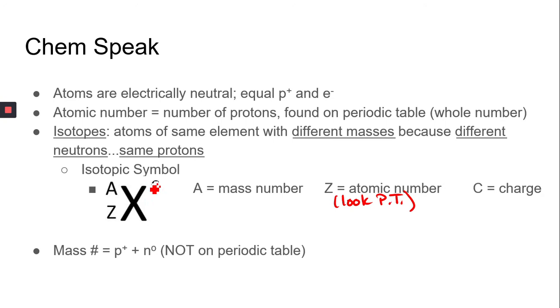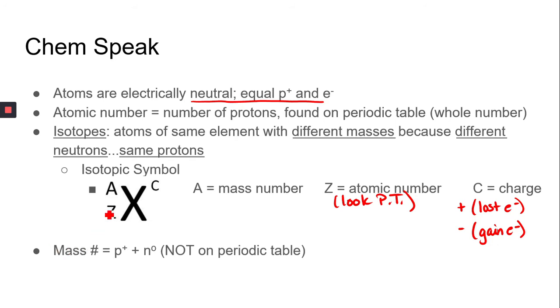And then C would represent a charge. So if there's nothing in the upper right hand corner, then it's neutral and your protons and electrons are equal. If there is a charge in the upper right hand corner, then the electrons are adjusted. So if there is a positive charge, that means you have lost electrons. If it's a negative charge, that means you've gained electrons, because remember, electrons are negative. So if you lose negative, then you're left overall positive.